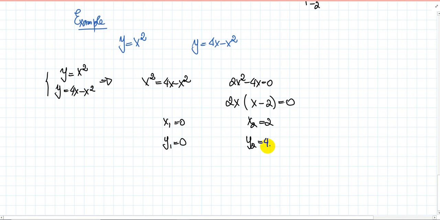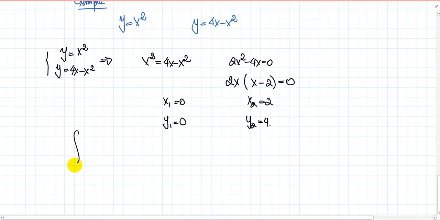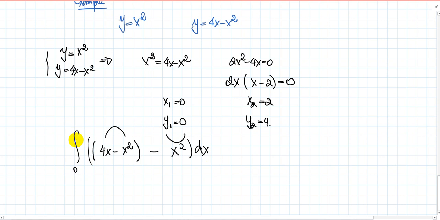Okay? Now, we need to integrate. So what do you think? Which is the above function? The first one, which is looking up, or the second one, which is looking down? The second one is higher, right? So we need to subtract x squared from 4x minus x squared, right? This is the upper, because it looks down, minus x squared, because it looks up, right? And with respect to x, and how does x change? Between the two intersection points, right? From 0 to 2.